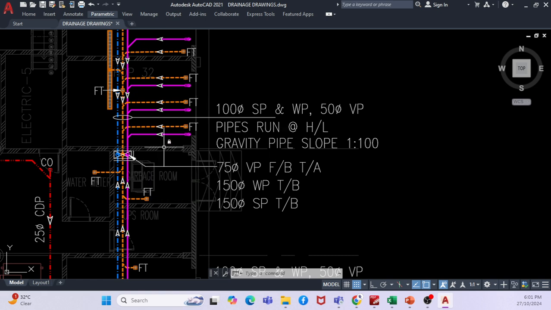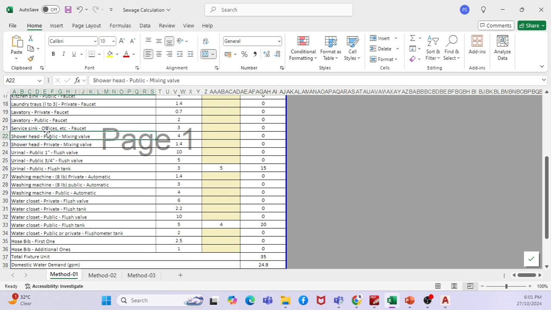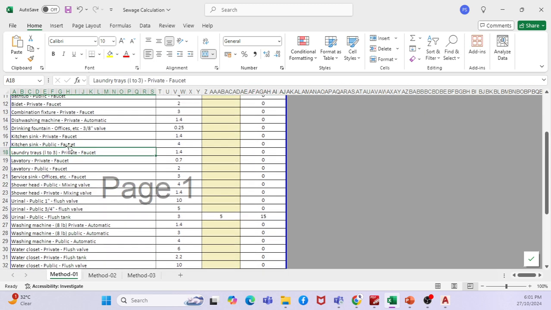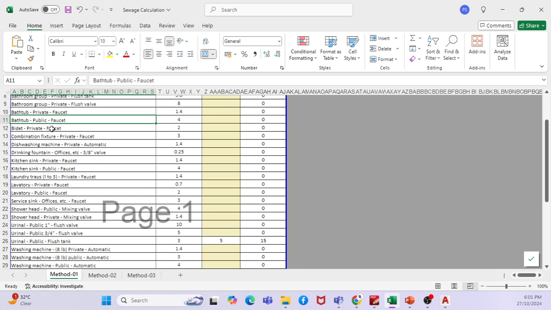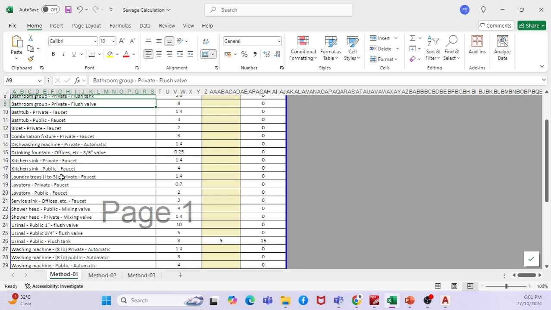To calculate all the soil pipes, you can put in all the soil fixtures, enter the quantity here, then you will get the total drainage fixture unit for the soil pipe. Where does the waste pipe come from? From the shower, from the lavatory, right? From the bidet. The bidet will also be considered as a soil pipe, right? Then the bathroom group. Then even the kitchen sink as well, after the grease interceptor, will be connected to your waste pipe.